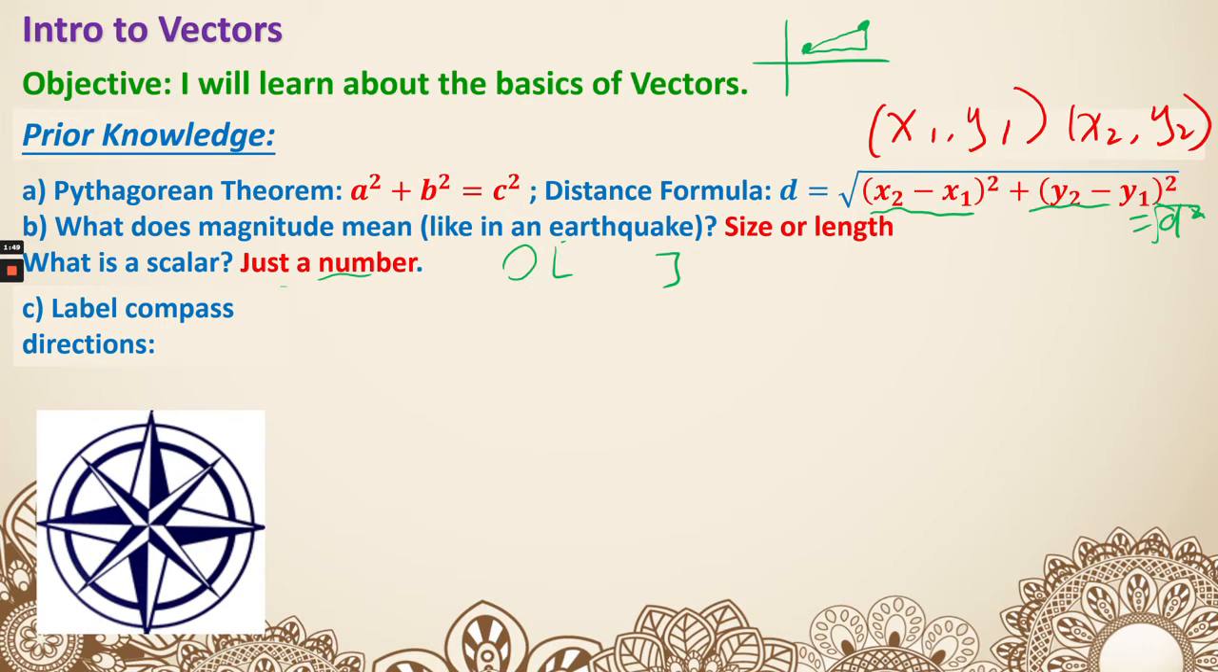C, a compass for directions. Typically on a map, we would say up north, down south. So that's how the compass is on a piece of paper. Left would be the west and right would be east. Last, D, simplify the radicals.